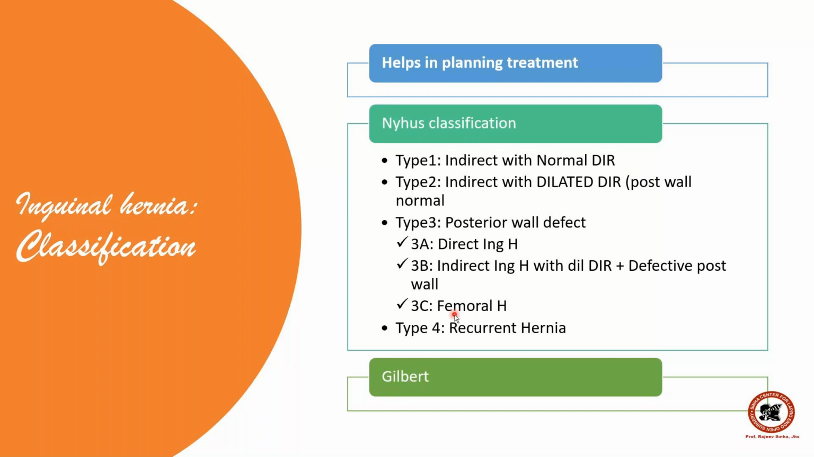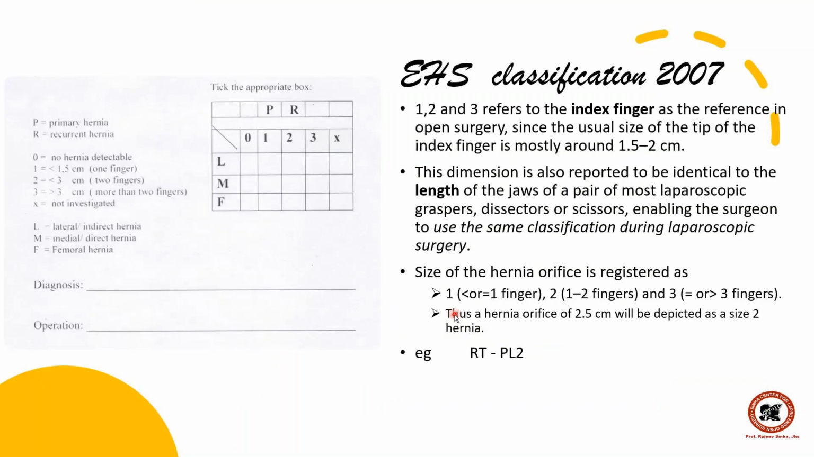But among all these classifications, one of the most pragmatic, which we now follow, is what is known as the European Hernia Society classification, or EHS, which first came out in 2007. You're looking at the PR, that is primary and recurrent. One, two, three basically deals with the finger dilatation of the DIR. One finger is less than 1.5 centimeters. So you're looking at one finger, two, three, and you're looking at the lateral, medial, and femoral. Lateral is indirect, medial is direct, and F is femoral.